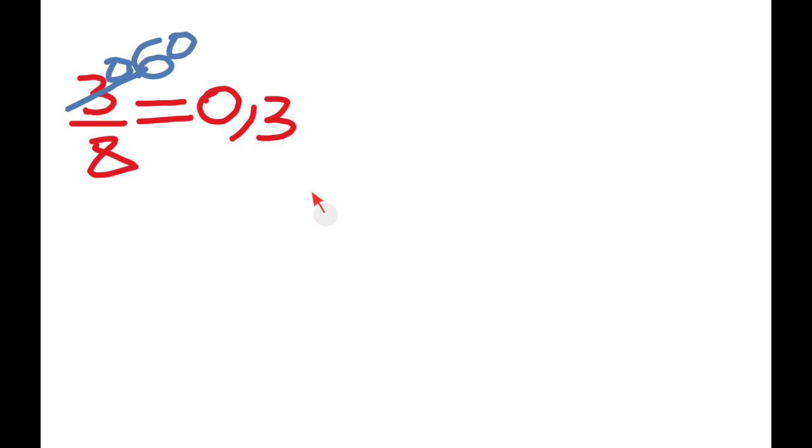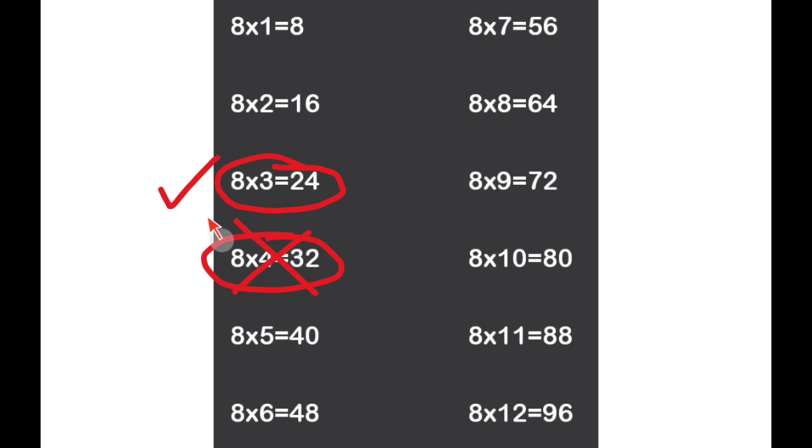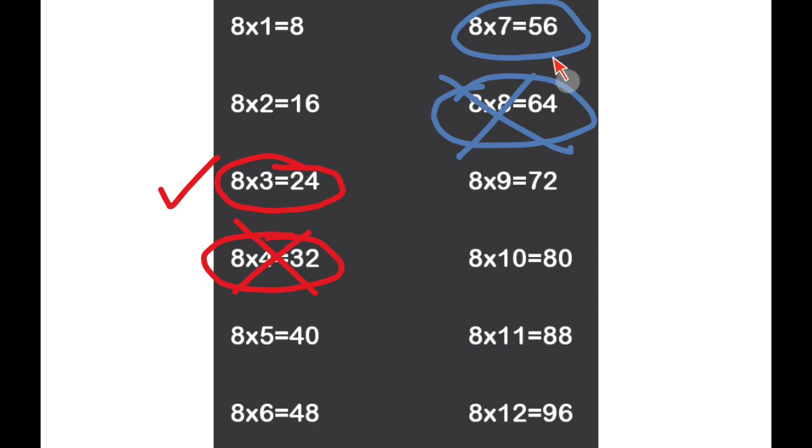Now the question is, how many times does 8 go into 60? Go back to the times table. Now, here are the numbers we have. We've got 56 and 64 that are close to 60. 64 is bigger than 60 and 56 is smaller, so we use that one. Now, how many times does 8 go into 60? It goes 7 times and leaves a remainder.